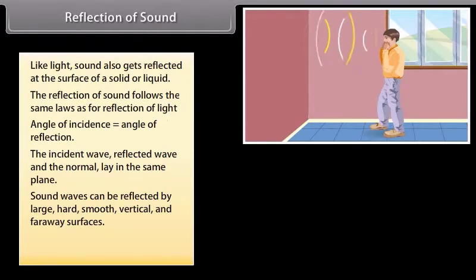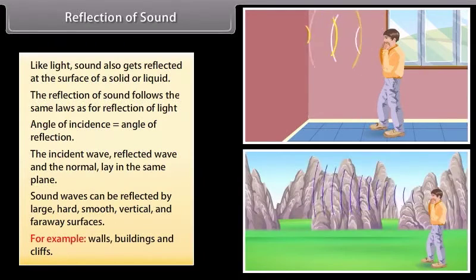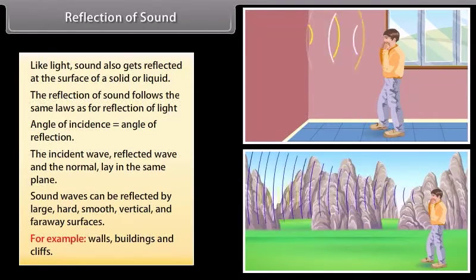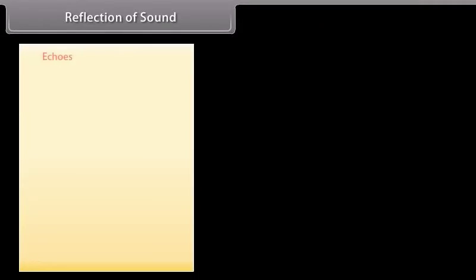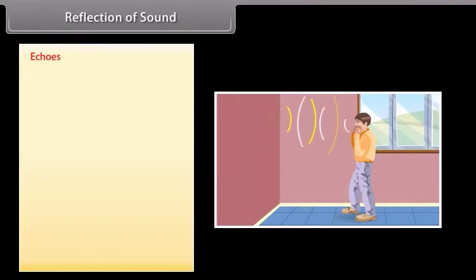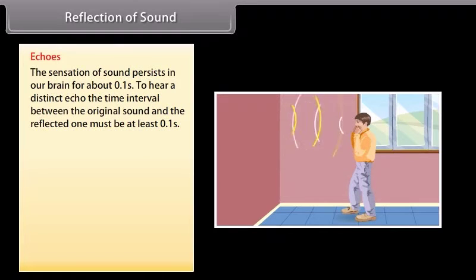Sound waves can be reflected by large, hard, smooth, vertical and faraway surfaces. Example, walls, buildings and cliffs. Echoes are produced by the reflection of sounds from such surfaces. The sensation of sound persists in our brain for about 0.1 second.